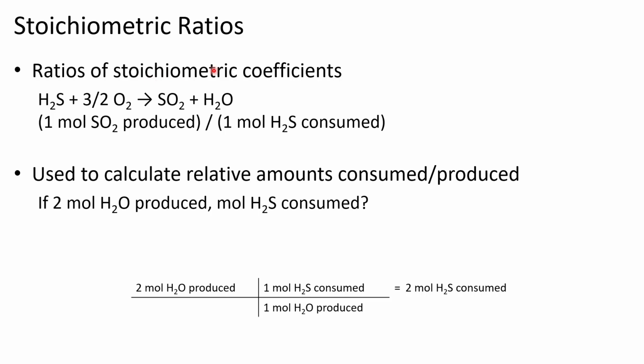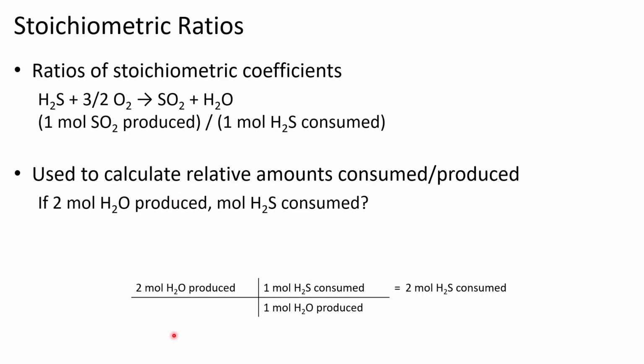Ratios of stoichiometric coefficients allow us to determine the amount of a chemical species that's either produced or consumed, given an amount of another chemical species that participates in the reaction. So for instance, if we take the ratio of the stoichiometric coefficient for sulfur dioxide to the stoichiometric coefficient for hydrogen sulfide, it would be 1 over 1, which is 1. This ratio is used to calculate relative amounts of species that are consumed or produced.